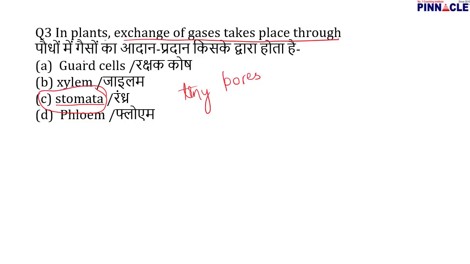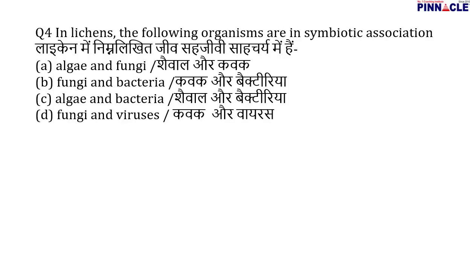So always remember that in case of plants, exchange of gases basically takes place through stomata, which are the tiny pores present on leaves of the plants. Okay, so for question number 3, C, that is stomata, is the correct option. Moving to question number 4, we have, in lichens, the following organisms are in symbiotic relation.